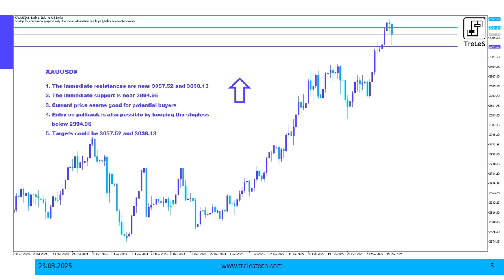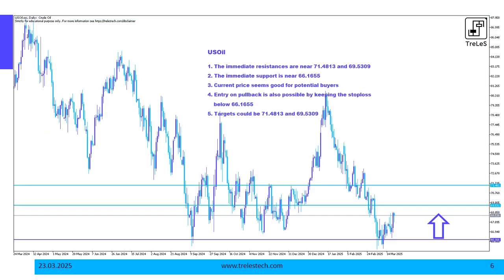A pullback entry is also an option. Stop loss placed below 2,994.95. As for our targets, we are looking at 3,057.52 and 3,038.13.